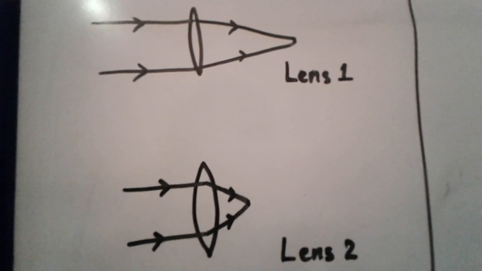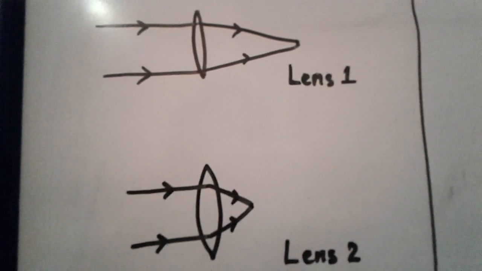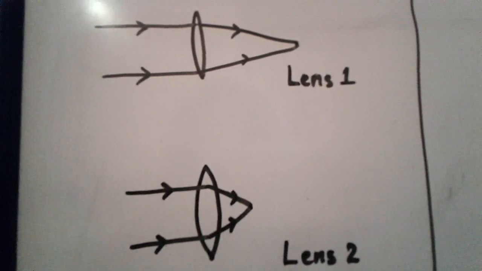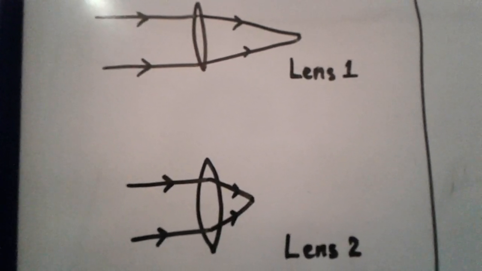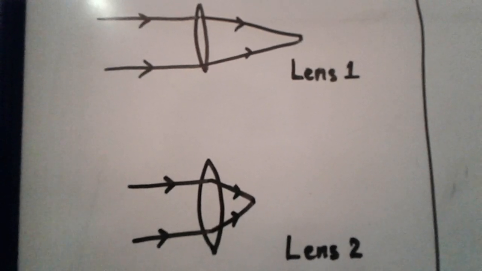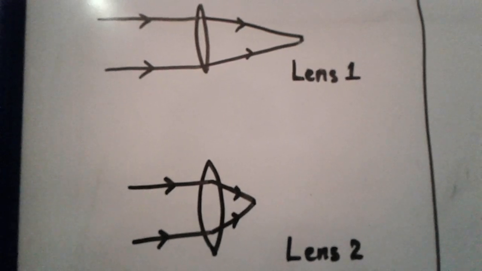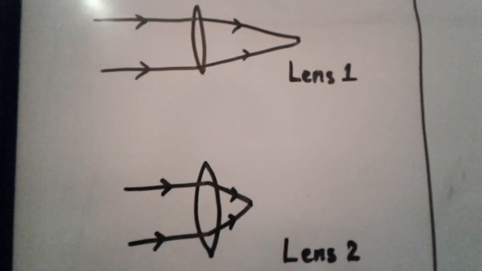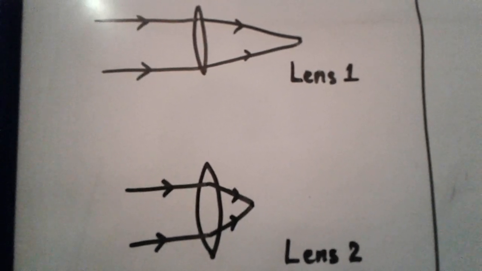Now, when parallel rays of light pass through these lenses, they will converge, of course, because the nature of the lens is converging. It's a convex lens. But children, see that in both lenses the degree of convergence is somewhat different. In the first lens, since it is very thin, the convergence is very less. That means the degree of bending of the light ray is very less.